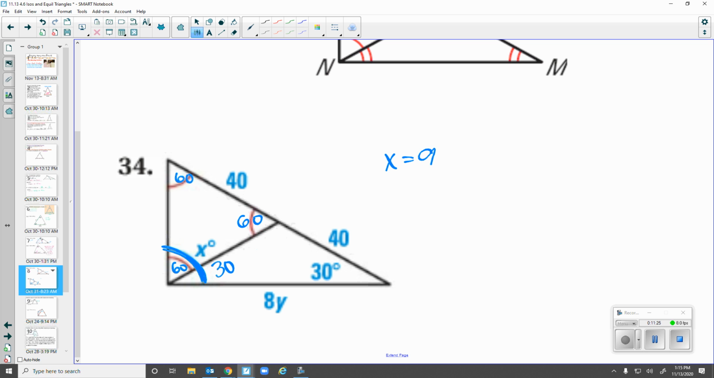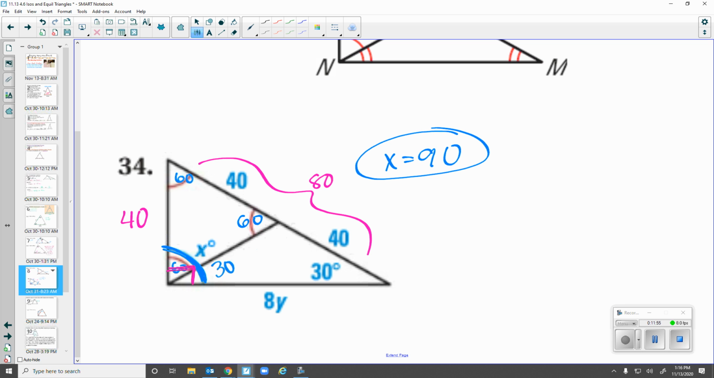And I don't know how to do big Y. Okay, so we got that X is 90. For the Y value, this is a 90-degree angle, right? But we just solved it. So now we have a right triangle. So this full side is 80. This one, since it's an equilateral triangle, is 40. So 40 squared plus 8y squared equals 80 squared.